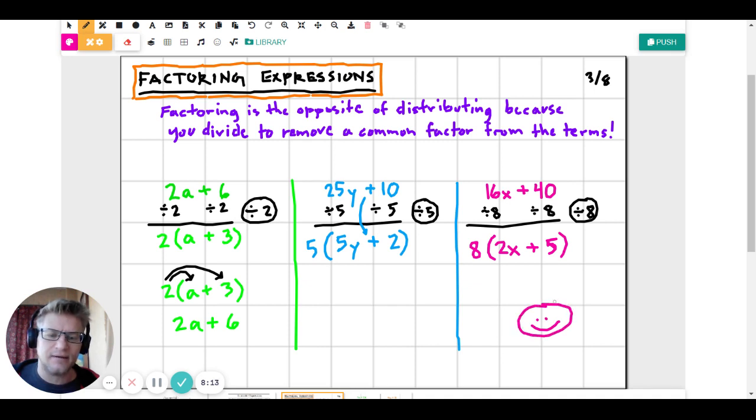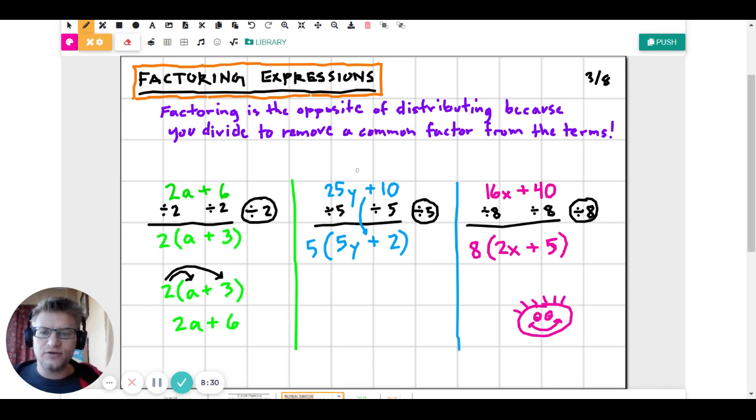Yay! Okay, that's not a very good happy face, but yay for factoring. Yay! Maybe bigger eyes would be better. Okay, that's a little better. Weird eyes. Okay, yay for factoring.